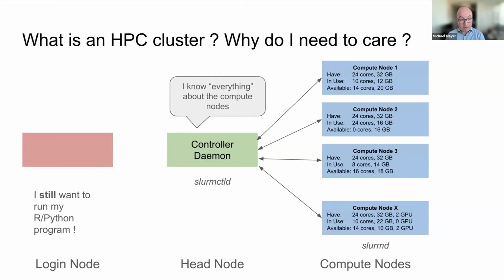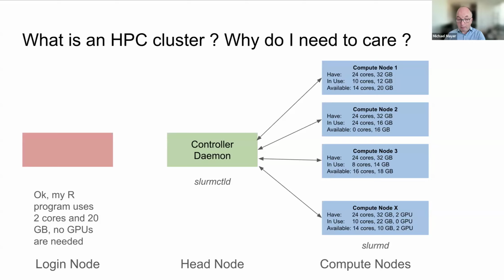So how can you run that stuff? This will be a big part later on as well. You need to know how much resources your R program will need, and we will have an example on how you can find that out. So here, for example, I know the R program uses 2 cores and 20 gigabytes of memory, no GPUs.